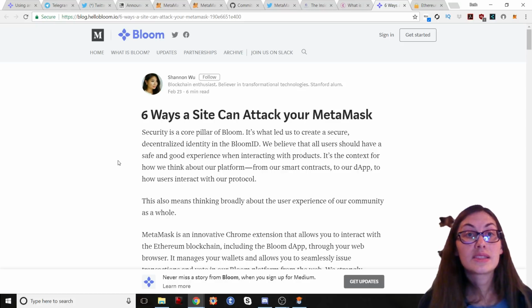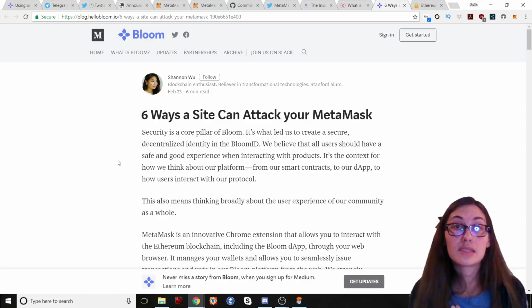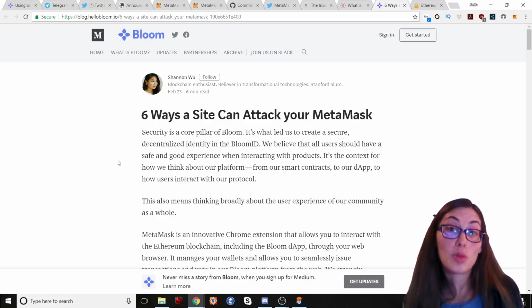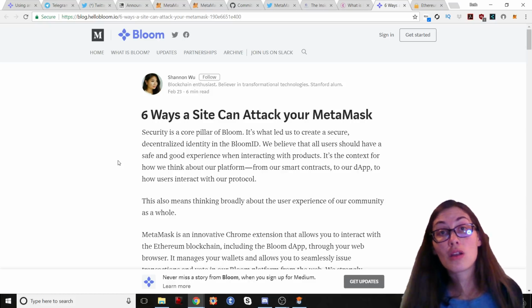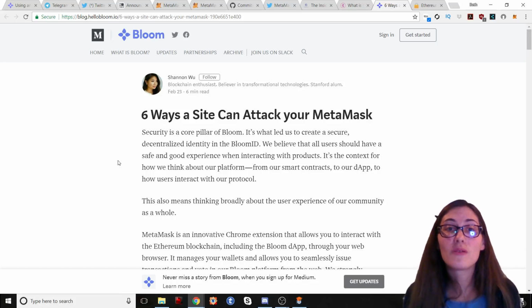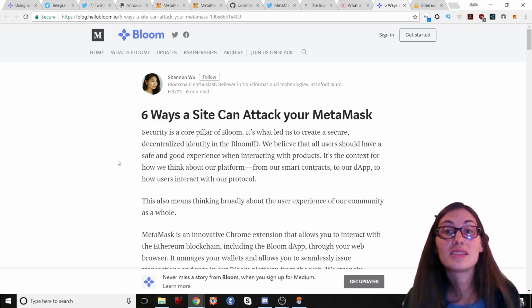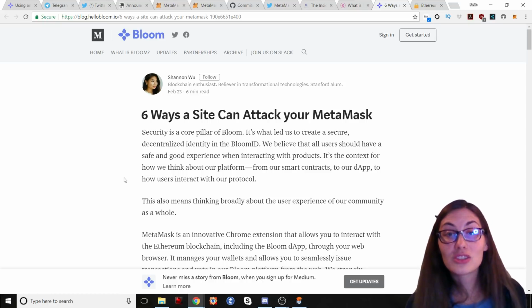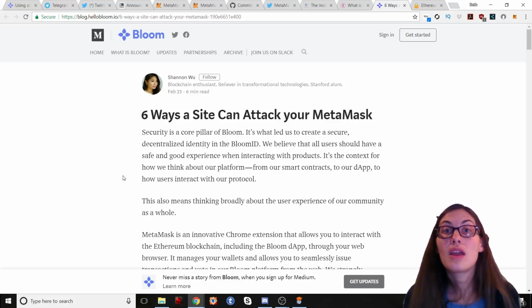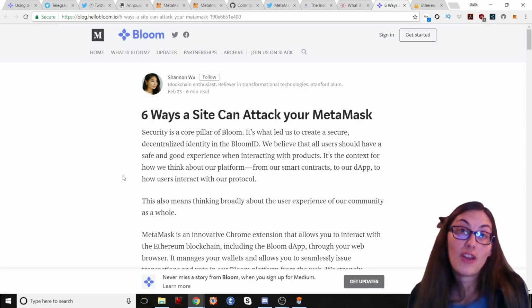Also, there was a blog post from Bloom, which is, they do ID on the blockchain. And so they are very concerned with security over there at Bloom. So they are also running a dApp, and they were concerned with what a site can see and how using an in-browser wallet for Ethereum and to access the dApps, how that does affect security.